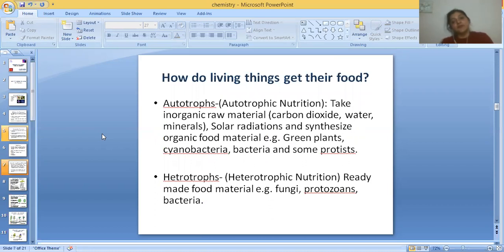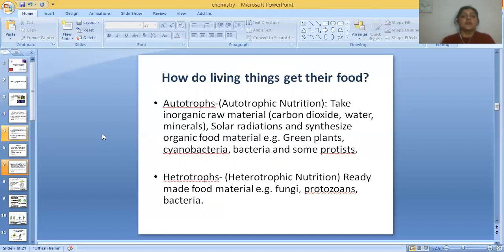So on the basis of nutrition, living organisms are broadly classified into autotrophs and heterotrophs. Auto means self. Autotrophs follow autotrophic nutrition, and they produce organic food material by using inorganic raw material. For example, carbon dioxide, water, mineral. They sometimes can use solar radiations as well. Sometimes they directly create food, synthesize food inside their body from chemical reactions. And some of the examples are green plants, cyanobacteria, some other bacteria, and protists.